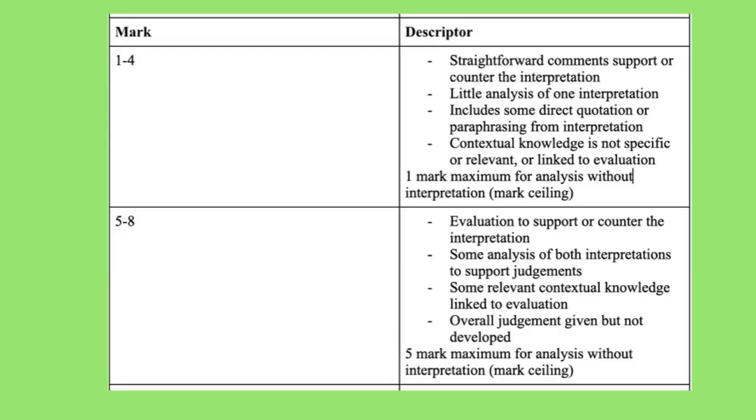Here are the bottom 2 bands for this question. You might notice that we're seeing words like straightforward, little analysis, and not specific or not relevant. This might mean that you've maybe made statements to say, I agree with this interpretation, I don't agree with this interpretation, but you haven't really explained it in enough detail. Maybe you've only focused on interpretation 2, and really you need to be looking at both to make a justified opinion. You might need to bring in more of your contextual knowledge, or maybe the contextual knowledge that you have used is a bit too general to support what you've said.